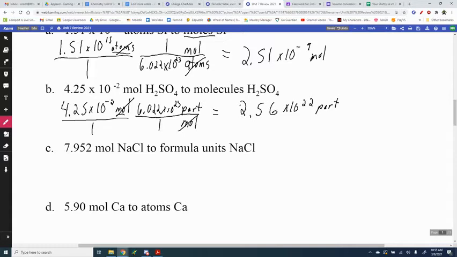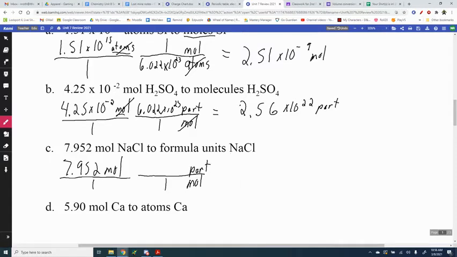All right, next one, 7.952 moles over 1. We put our moles on bottom. Our first conversion factor is always to moles, but we are starting with moles, so we can just go right to formula units. So we're going to call that particles.